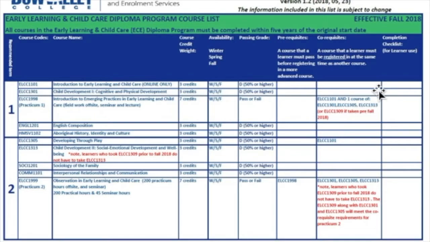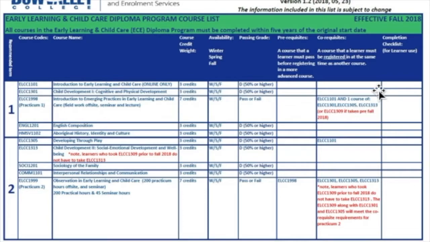On the left-hand side, you'll see recommended term, a number 1 and a number 2 underneath. This is the term we recommend you take your courses within if you want to be a full-time learner. The next column is the course code. This is handy to have when you register for courses. It's easy to filter in MyBVC by your course code when you're registering for courses.